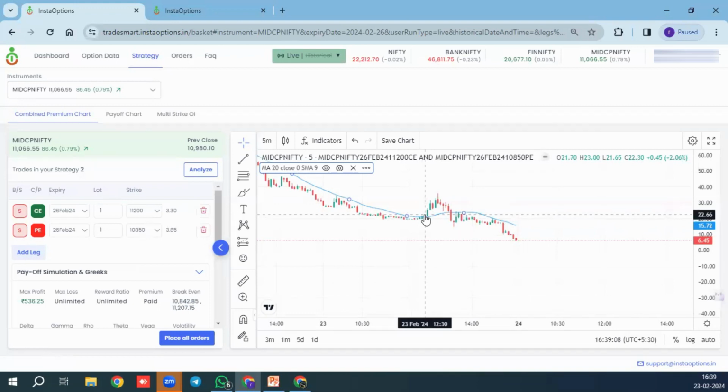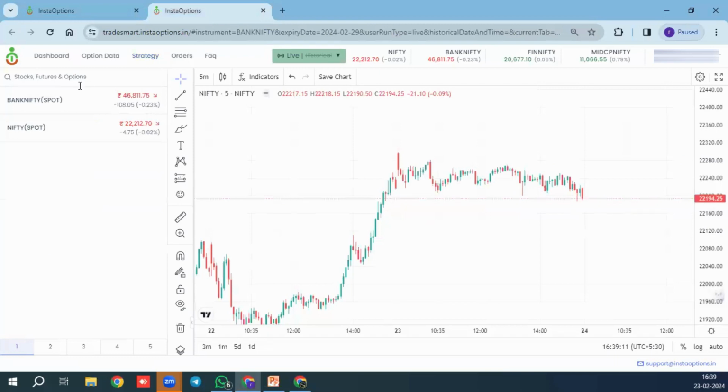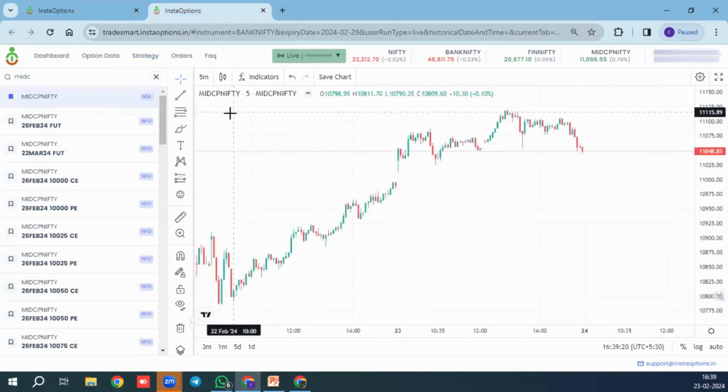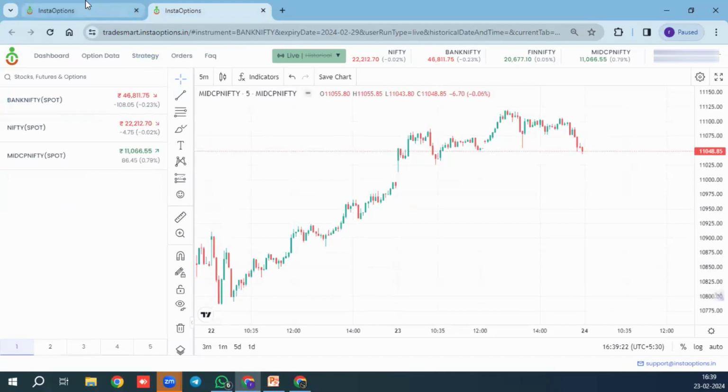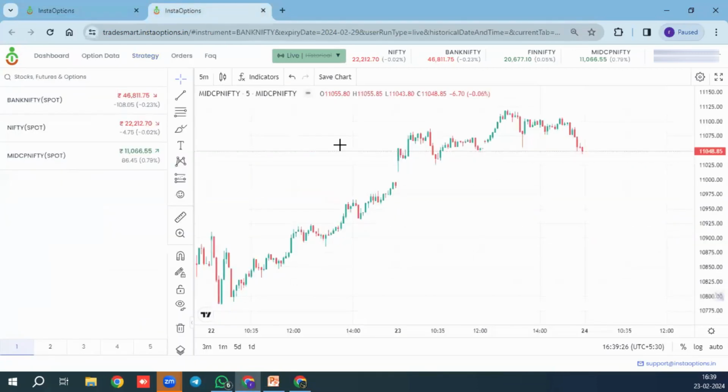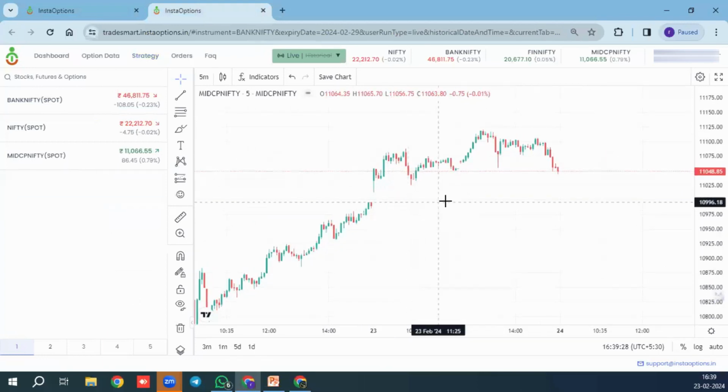So at this point we need to go and buy. Which premium we need to check in the chart. First we'll go here and go for mid cap. Okay, we'll see at what time it happened. 12:25. So at 12:25 here, it is moving on the call side, right? So either we can buy futures, or we can buy a call option.